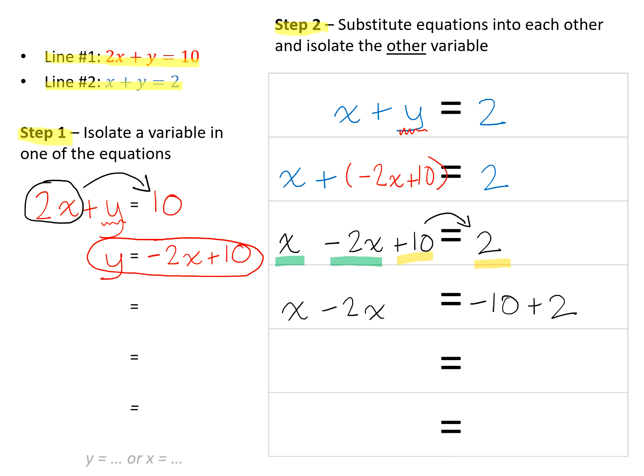Let's simplify. So x minus 2x is just negative x, and negative 10 plus 2 is negative 8. To isolate x, we need to divide both sides by negative 1. These numbers cancel out, and x just simplifies to negative 8 divided by negative 1, which becomes positive 8. So x is equal to 8.